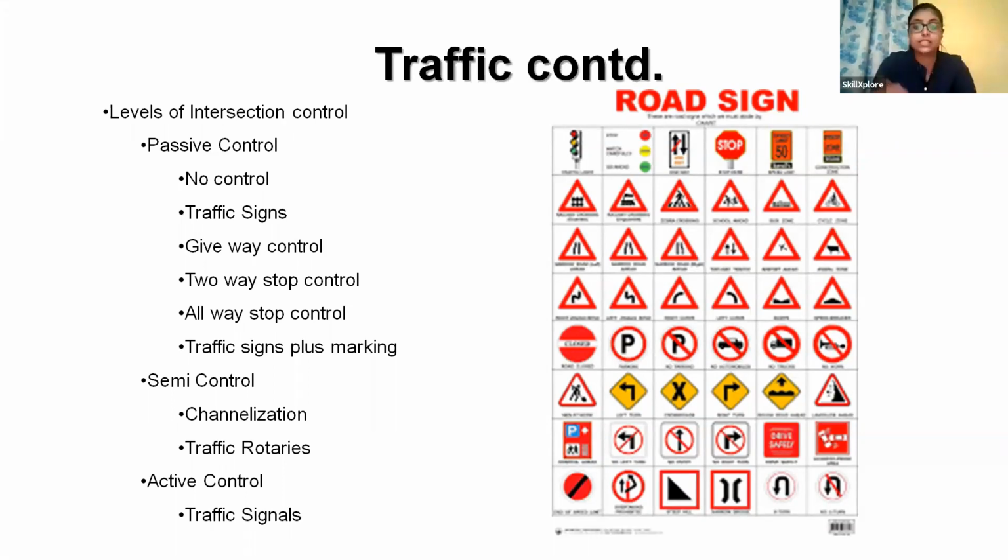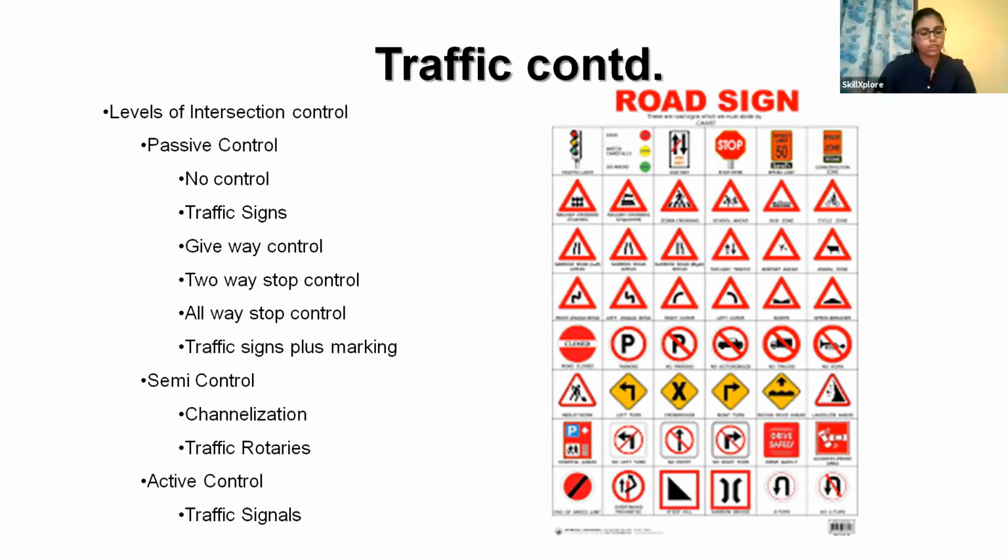And the third is active control. Traffic signals come under active control. We can see different kinds of traffic signs here, and they might give you four figures and ask you to choose which one is the give way sign, and what the dimensions of that give way sign are. All these things might be asked.